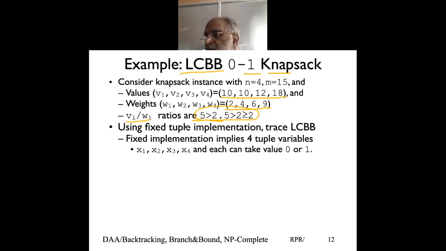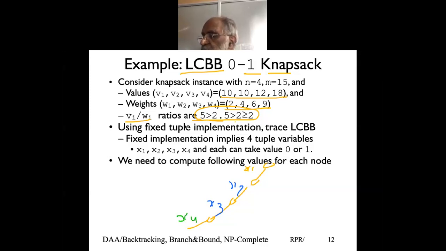Since we have 4 tuple variables, my tree will go up to 4 levels deep, and each level corresponds to a variable. So the first level would be x1, the second level variable x2, third x3, and fourth x4. We explore those, and we need to compute again. We said we cannot actually compute CX, because if we could, we would know the answer. So we need to compute our heuristic.